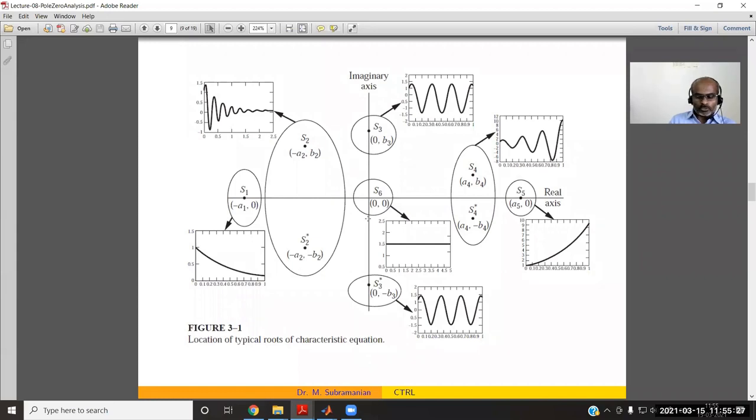So we'll finish this portion for the test. What is it? Test 2. So what sort of questions will be there in test 2? Kind of proof questions. We'll be asking you to prove certain things and to find the response from the P controller, I controller.